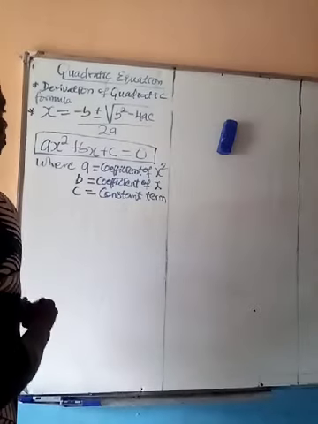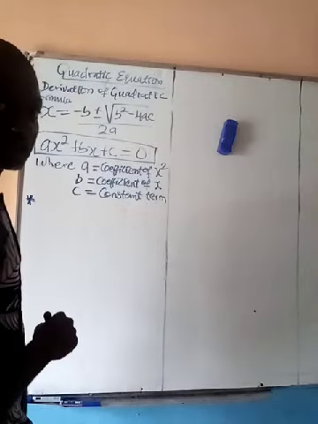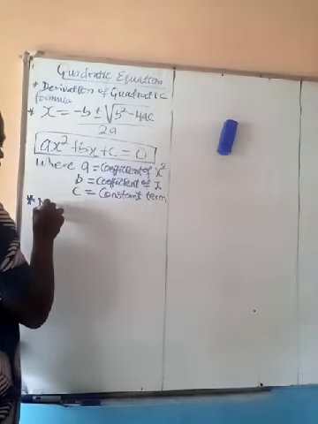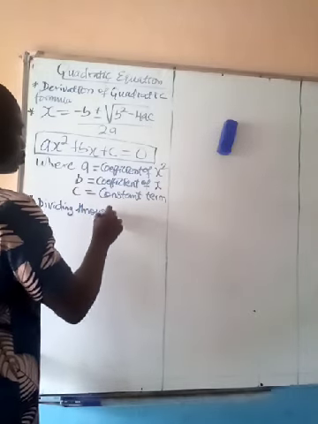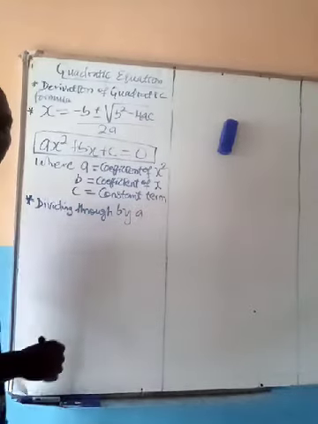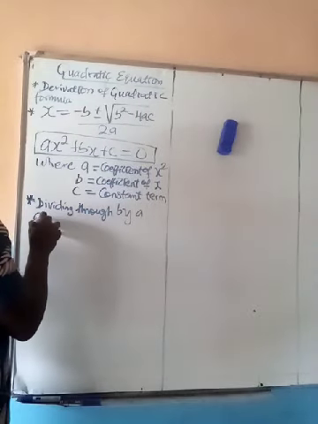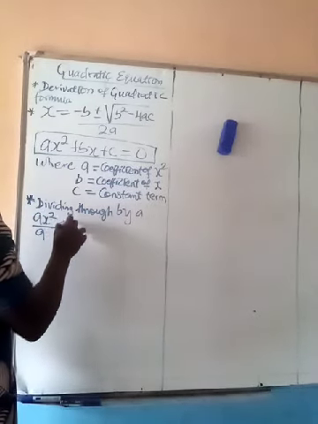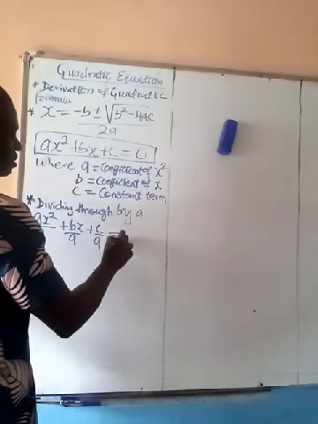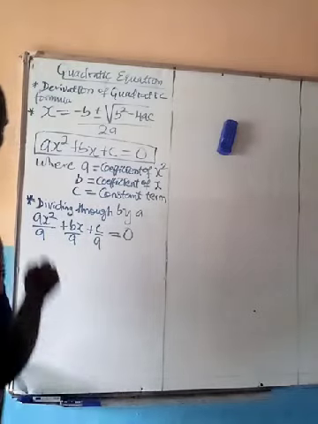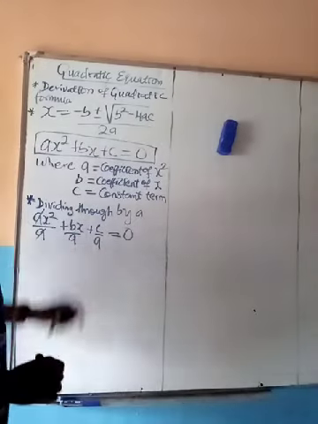Alright, before we continue, the first step we can follow is dividing through by a. In order to make the coefficient of x squared 1, it will have something like this: ax squared divided by a plus bx divided by a plus c divided by a is equal to 0. So when a and a cancel, we have succeeded making the coefficient of x squared as 1.